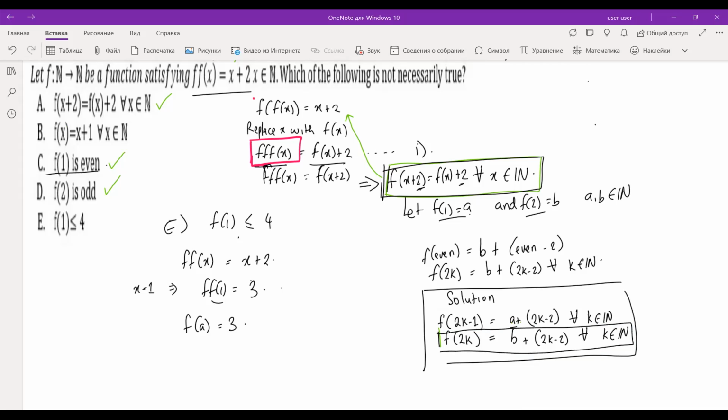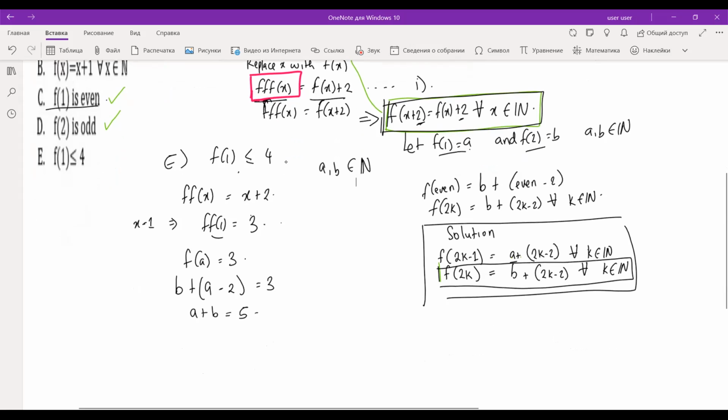So f of a is now going to be equal to b plus a, b plus the number inside minus 2. So this is equal to 3. So we'll get that a plus b is equal to 5. Now from here, remember a and b are both positive integers, and a plus b is equal to 5. So can we conclude f of 1, which is a, is less than or equal to 4?